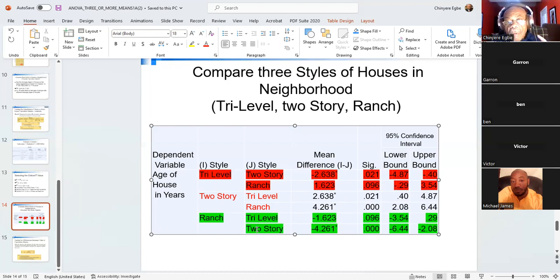So which groups are different? Ranch is different from two-story, and tri-level is different from two-story. So it must be two-story that is the problem, if you want to call it a problem. The two-story houses are different from the other ones. You get it? Does it make sense?